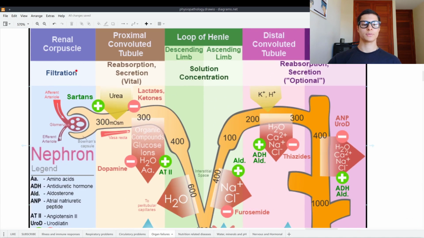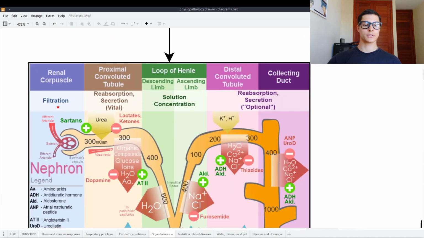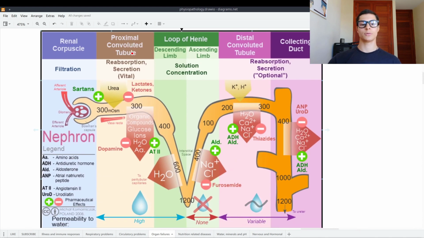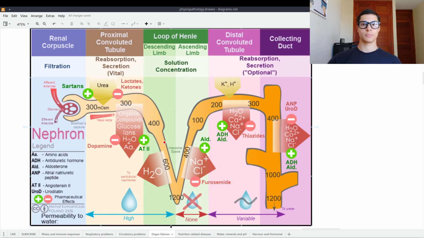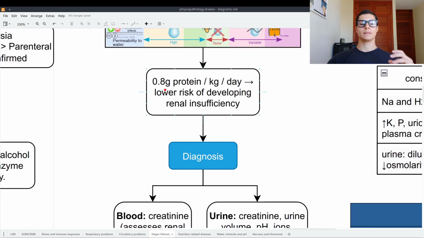This is how the nephron works. We have the renal capsule, which is meant for filtration, the proximal convoluted tubule used for reabsorption and secretion, it is vital to have this one, the loop of Henle used for the solution concentration, reabsorbing water and salts, the distal convoluted tubule, and the collecting duct, used again for reabsorption and secretion. If we follow a diet with 0.8 grams of protein per kilogram per day, chances are we will have a lower risk of developing renal insufficiency.